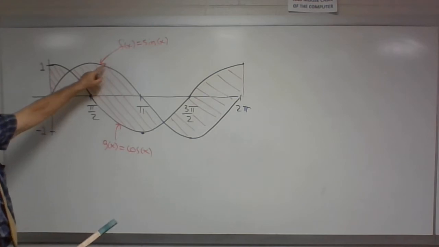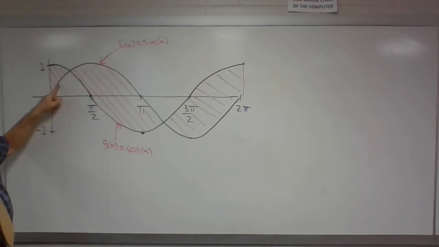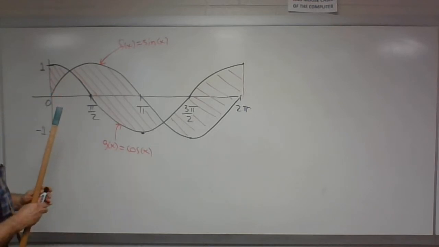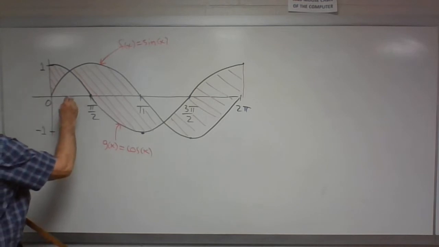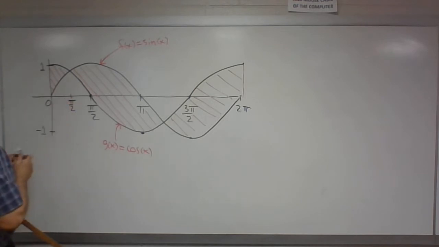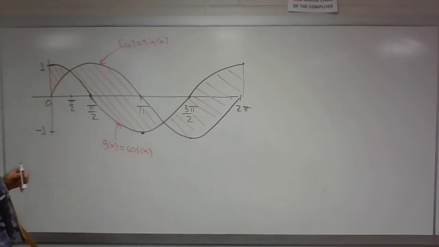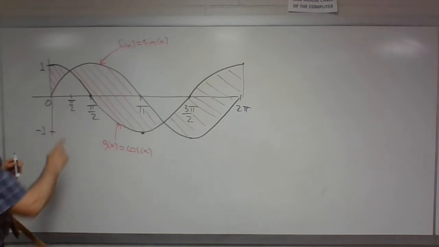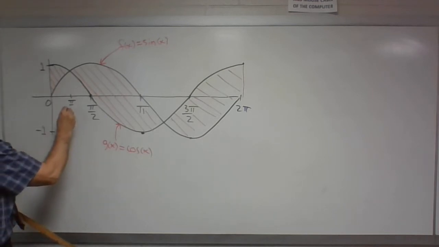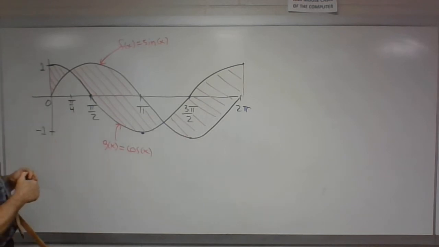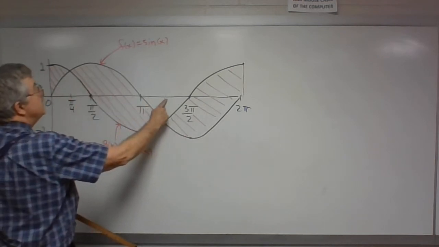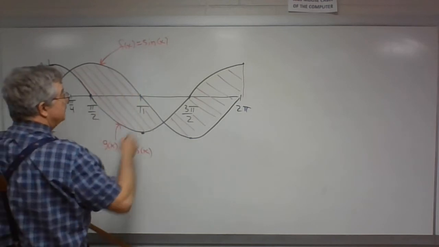f of x equals sine of x. Well, right here, sine of x is less than cosine of x. Our f of x is less than g of x from 0 to, where do these graphs intersect? Pi over 4. So from 0 to pi over 4, cosine is the greater function. And then from pi over 4 all the way to here, sine of x is the greater function.